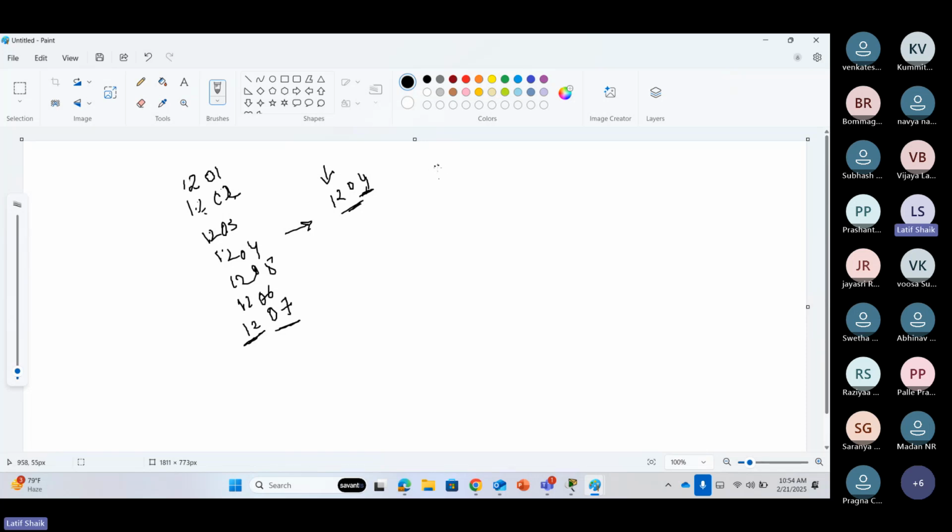Similarly, the 11th batch is also running, right? So I put their roll numbers like this: 1101, 1102, 1103, 1104, 1105, 1106, 1107. Here also 4 is there, and there also 4 is there. But this person belongs to the 12th batch and this person belongs to the 11th batch. So the individual identity may be the same, but I'm talking about which group or which network they belong to.